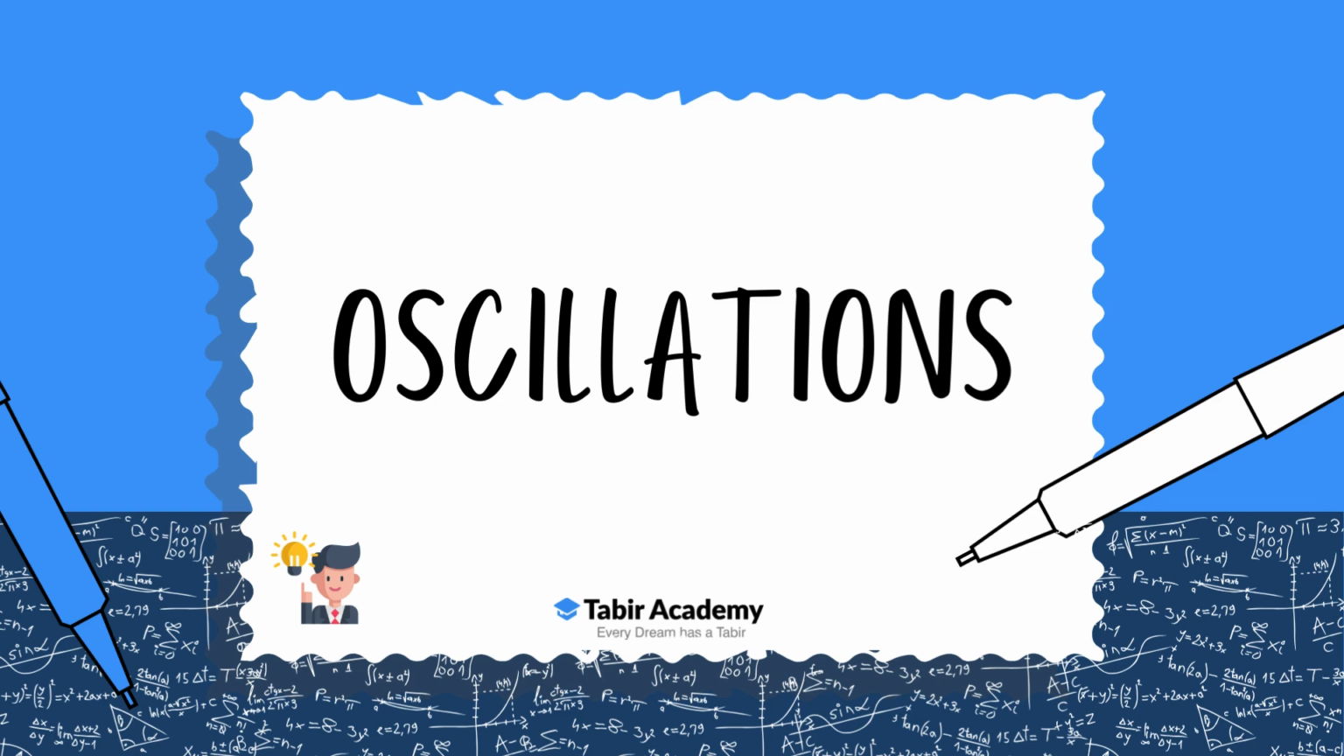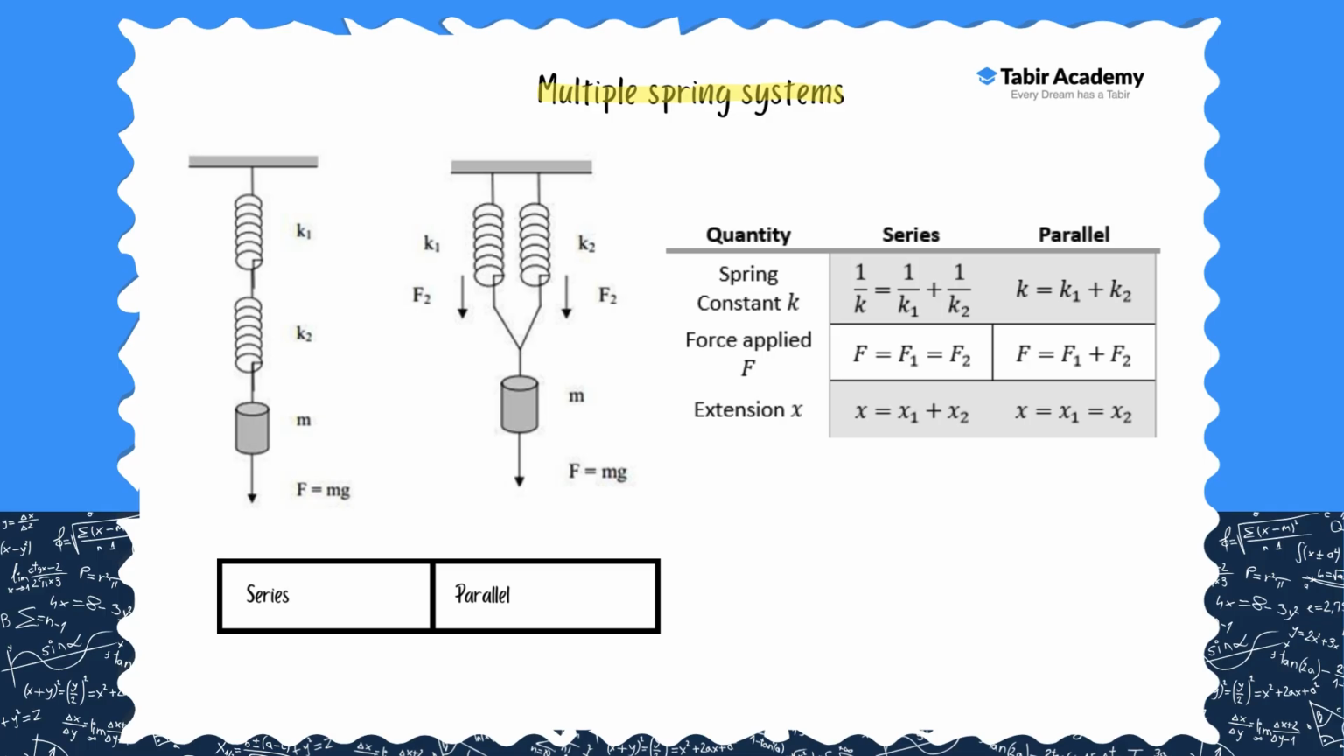Now, moving on to multiple spring systems. So, spring mass systems can basically be arranged in two ways: the parallel combination and the series combination. As you can see in the first figure, in a series combination, the force acting on each spring is the same, but the displacement on each spring will be different.